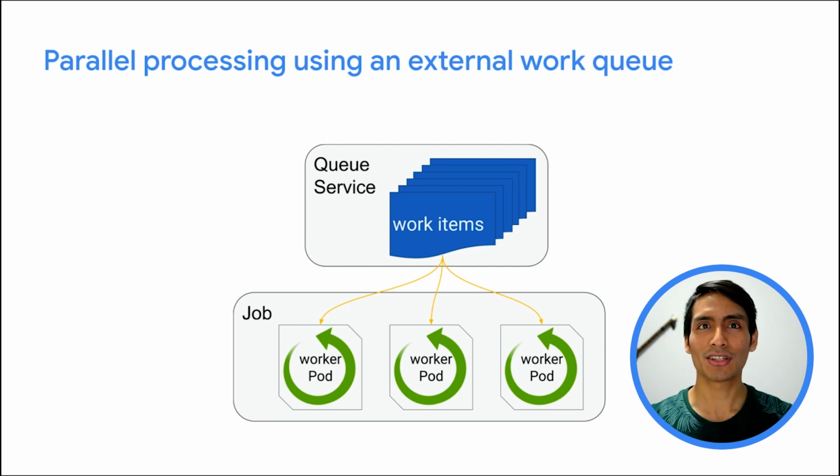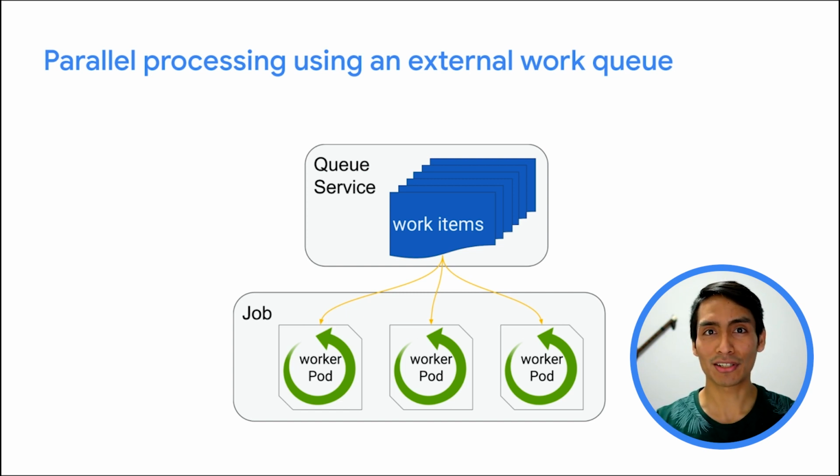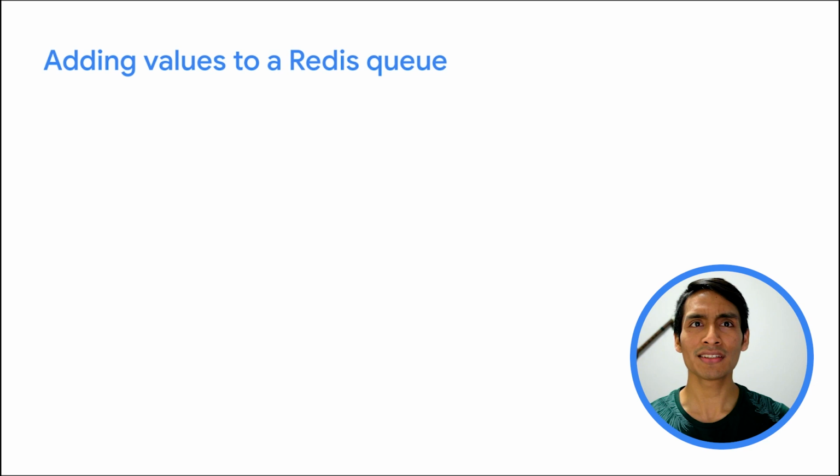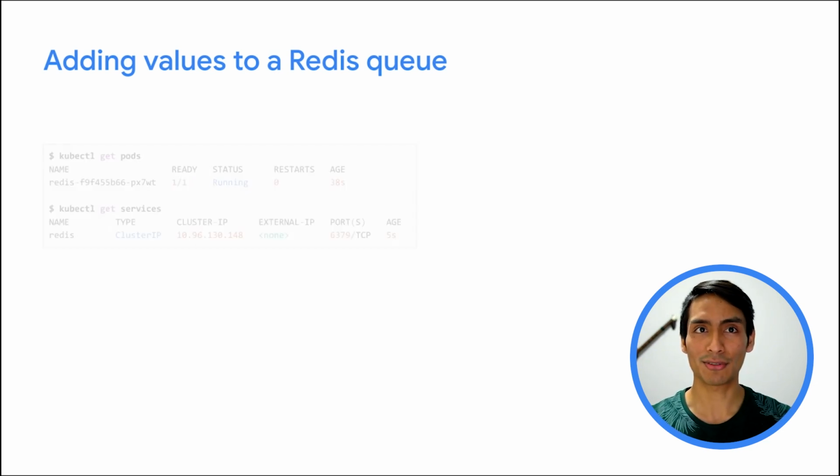For the queue, you can use popular applications such as RabbitMQ or Redis. The important requirement is that the pods should be able to determine if the queue is empty so that they can exit. In this example, we're going to assume you have a pod running Redis and a service fronting it. If you're not sure how to set this up, I've also left a link to a tutorial in the description. Let's identify the pod and service back in the Redis application using kubectl.